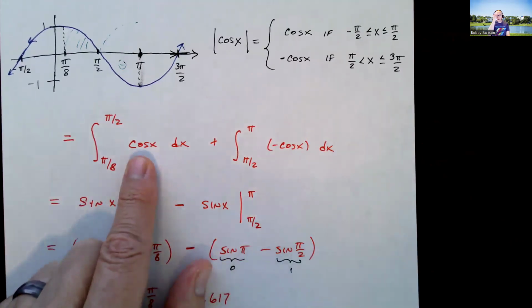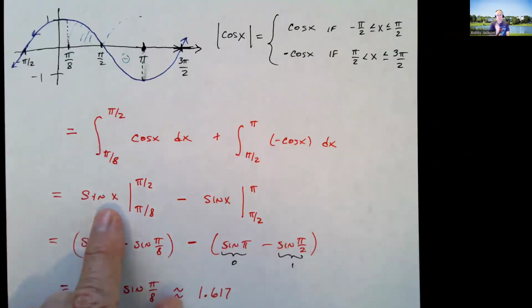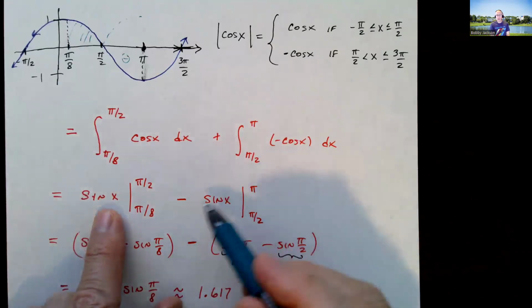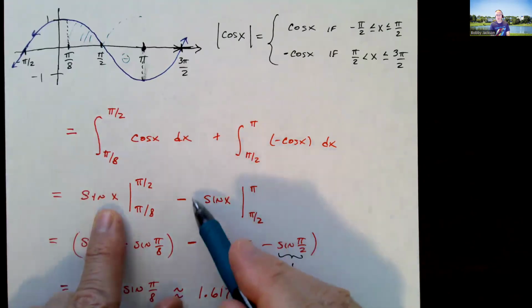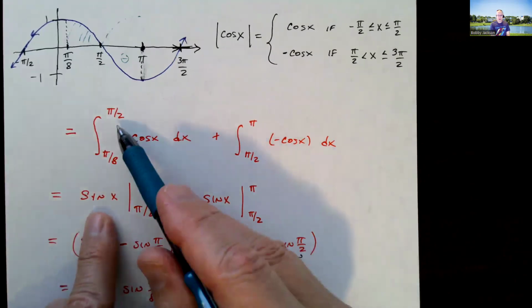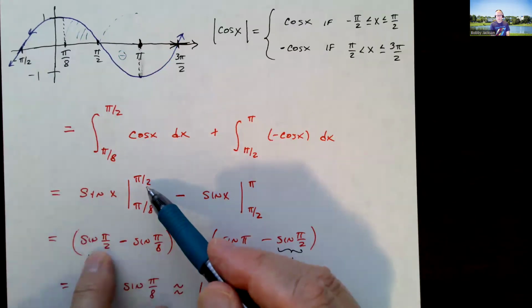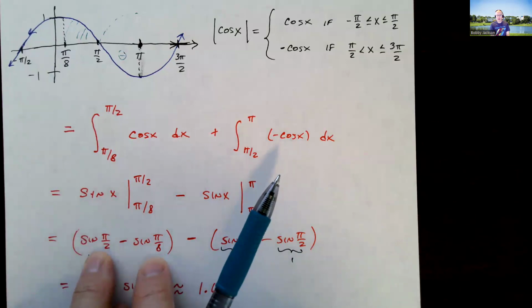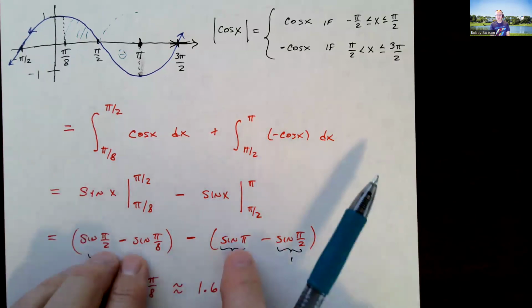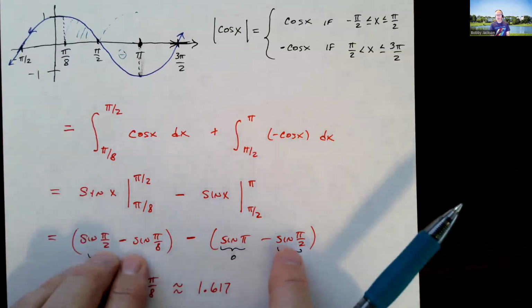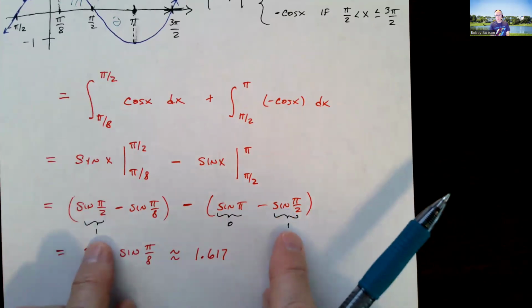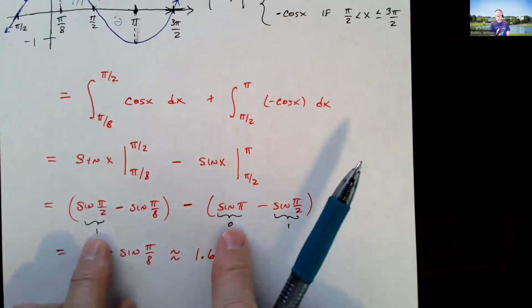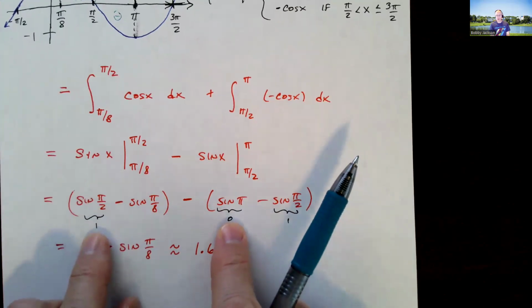Now we can evaluate each one using the fundamental theorem of calculus. Recall the antiderivative of cosine of x is sine of x, right? And then plus negative cosine of x, or minus cosine of x, the antiderivative is negative sine of x. This first one we're evaluating at pi over 2, and then at pi over 8 and subtracting. And the second one we're going to evaluate at pi and at pi over 2 and subtract. Okay, well, sine of pi over 2 is 1, so both of these are 1. Excuse me, sine of pi is 0.